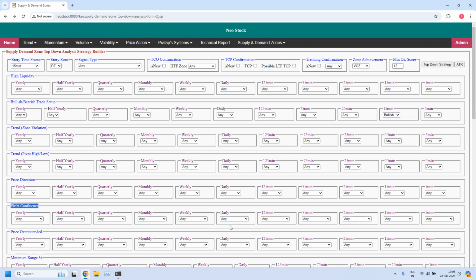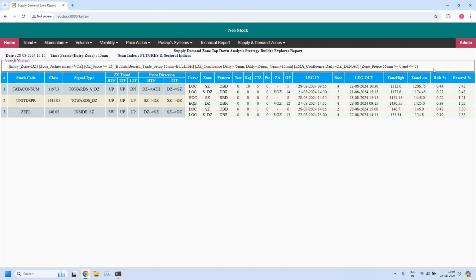So in the EMA confluence, in daily time frame, I am checking daily demand zone with daily EMA confluence. Let's filter. Okay, out of 4, 3 are filtered, but out of the first 3, only 2 are filtered. Ignore the 3rd one because the trend is sideways. But the first one and second one are high probability setups.